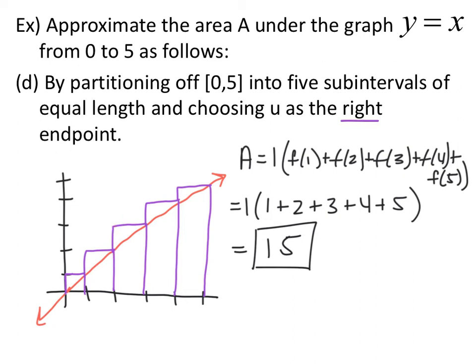So it's still going to be an over approximation, but when you do this, you're going to still have 5 heights, but you're going to drop off the f of 0 and add the f of 5 on the end. All these middle ones stay the same. So you end up with 15. So it's still bigger than that 12.5, but better than that 18.75 of the first example.